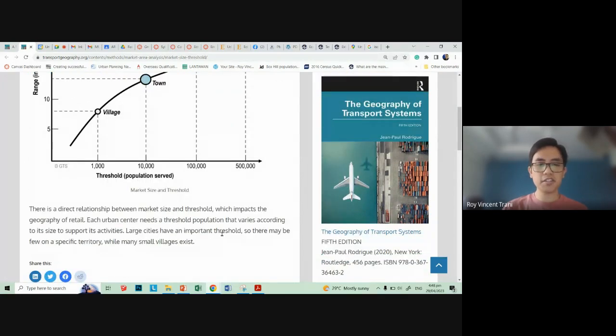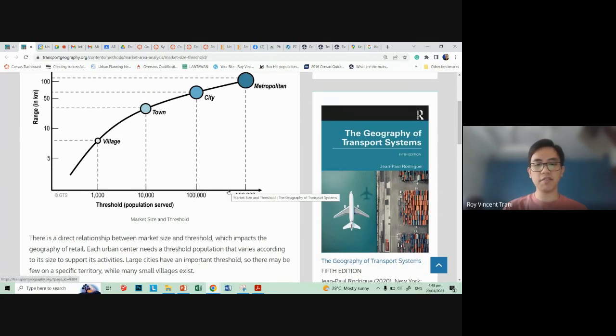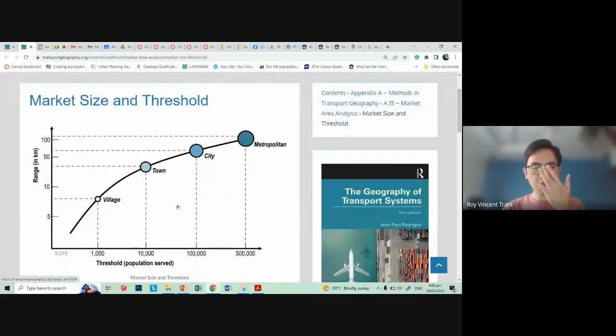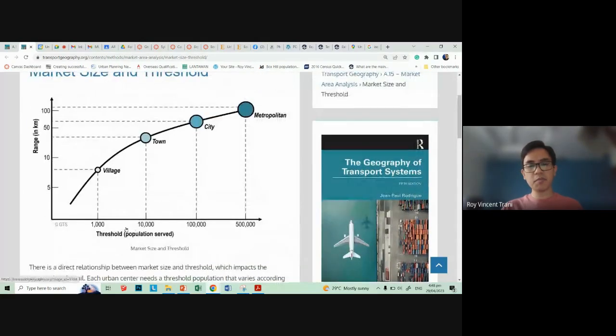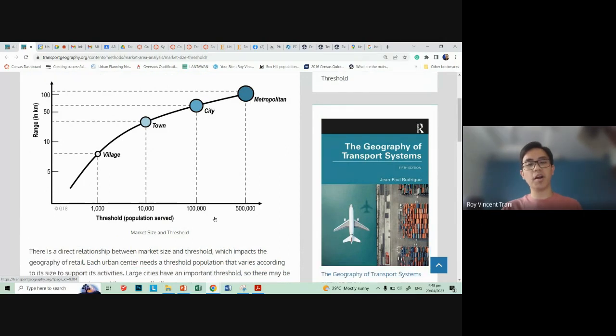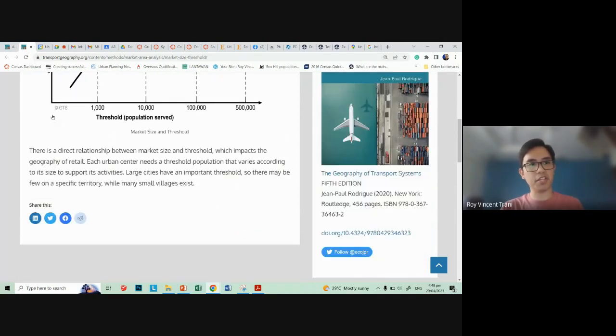So there's a direct relationship between market size and threshold, which impacts the geography of retail. Each urban center needs a threshold population that varies according to its size to support its activities. Large cities have an important threshold, so there may be few on a specific territory, while many small villages exist. These are just estimates, not really hard figures. But for a retail store or a mall to locate in an area, there must be a specific population. And the market range, they still didn't say how much it will be.